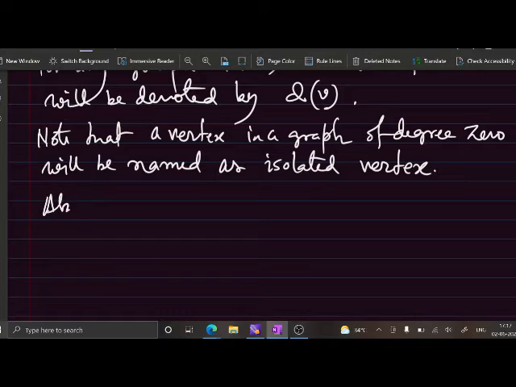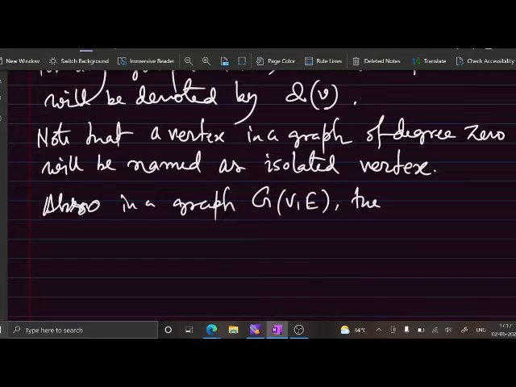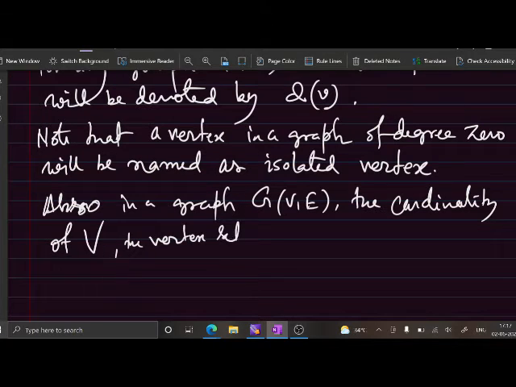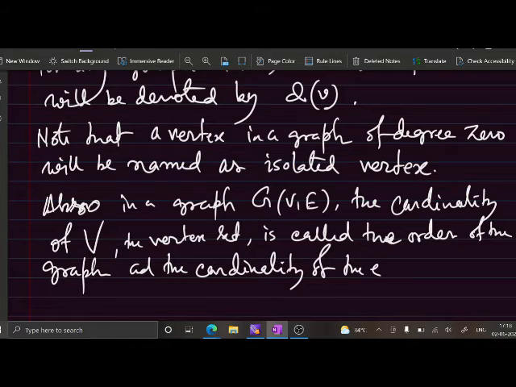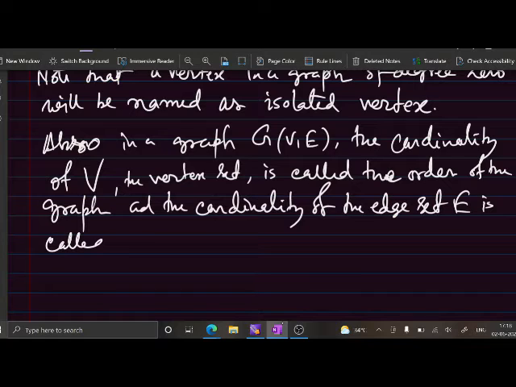Also, in a graph G(V, E), the cardinality of V, the vertex set, is called the order of the graph, and the cardinality of the edge set E is called the size of the graph.